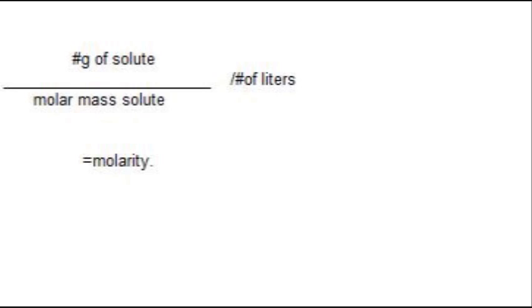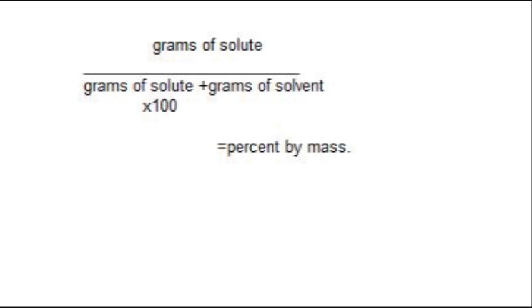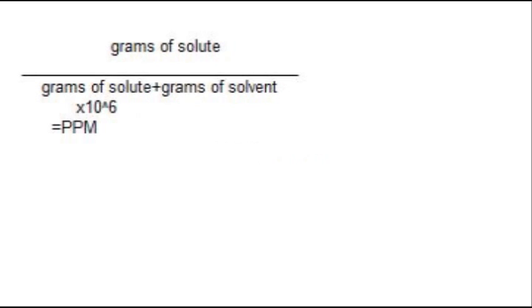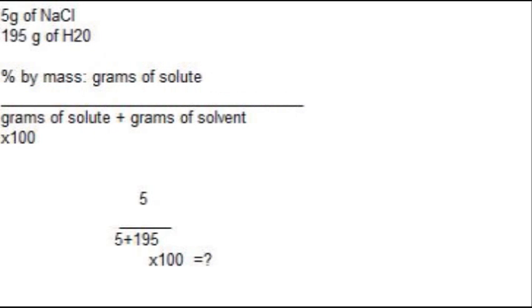Now comes the hard part, actually calculating concentration. There are 3 ways to calculate concentration: by molarity, percent by mass, and parts per million. This is the equation for molarity, the equation for percent by mass, and the equation for parts per million.